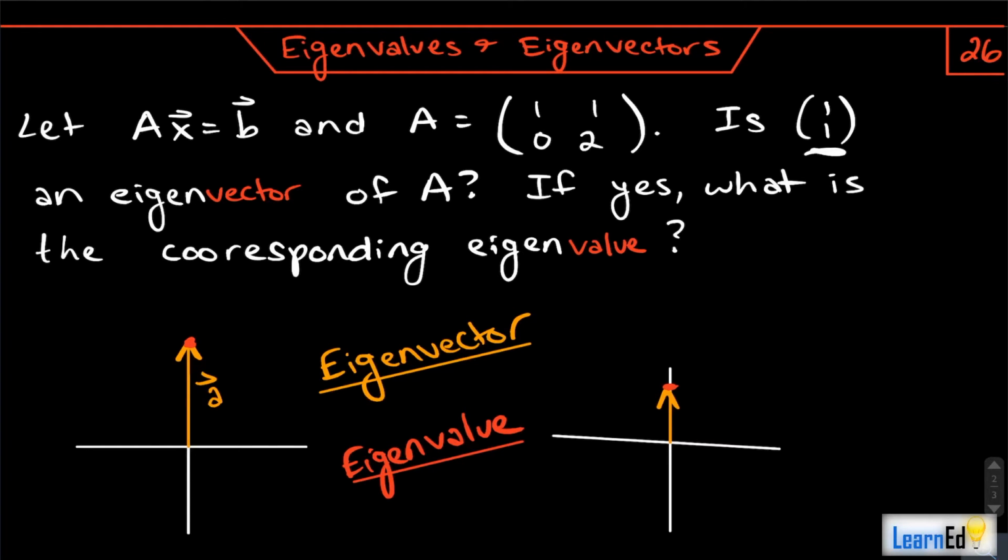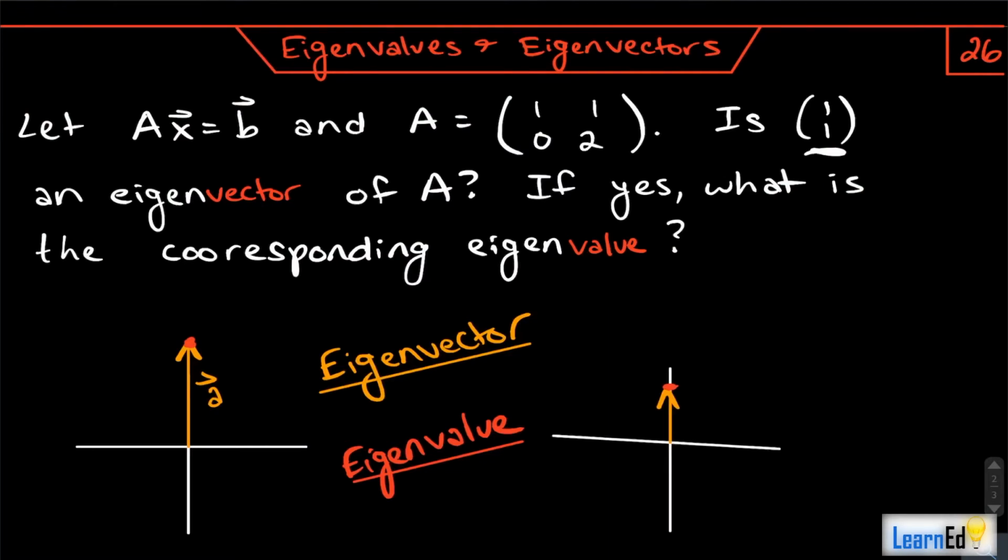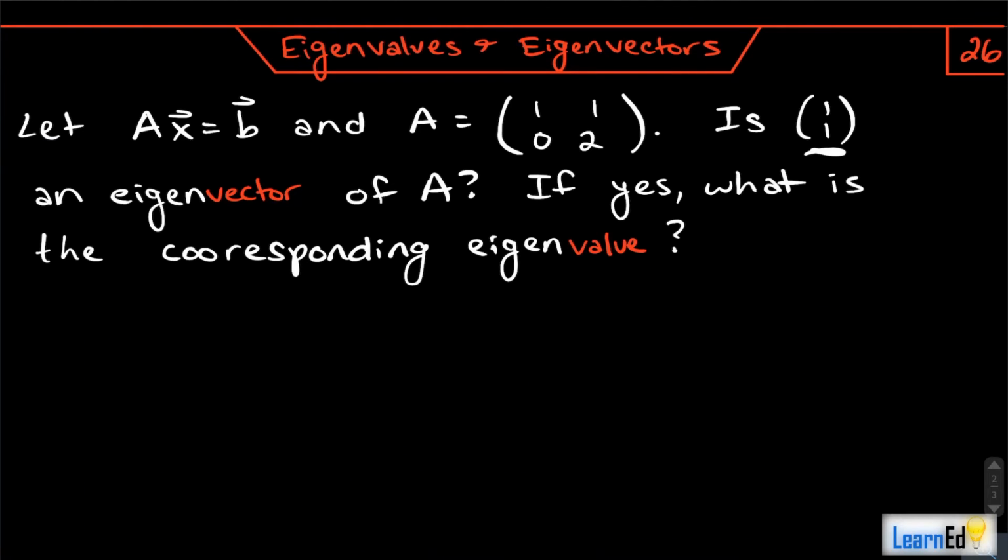Okay? And if the vector doesn't change length, then its eigenvalue will be 1, right? The eigenvalue will be 1 for that corresponding eigenvector. Okay? So how do we see if we get 1, 1 to be an eigenvector?